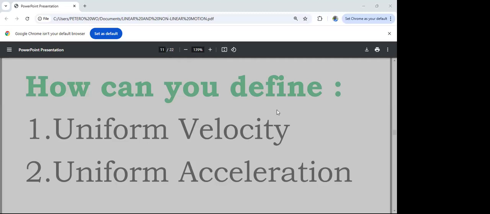Nina, yes? Uniform velocity is when a body covers an equal distance in an equal interval of time. A body covers an equal distance in an equal interval of time. Thank you, Nina.